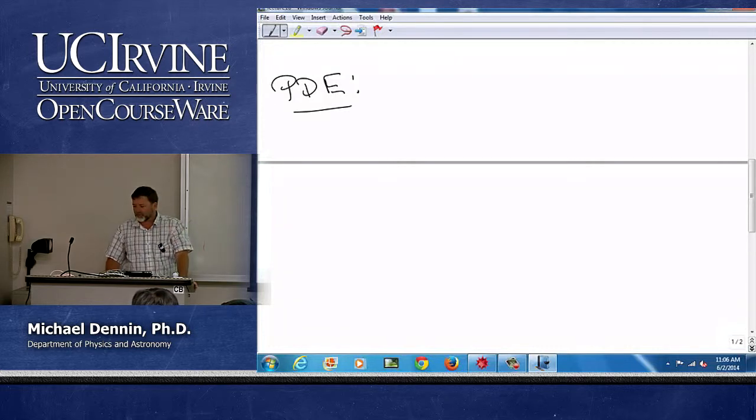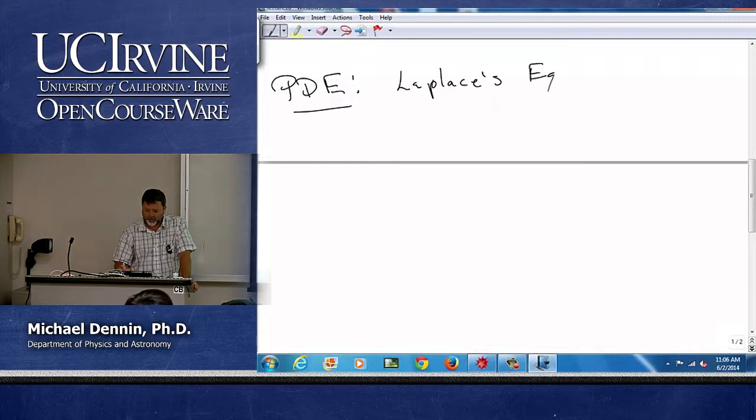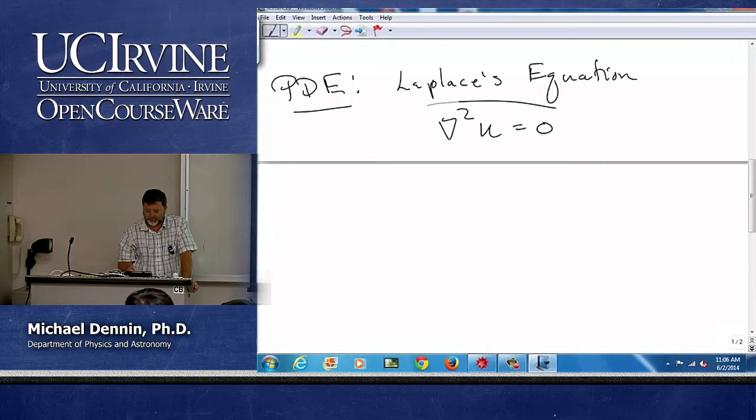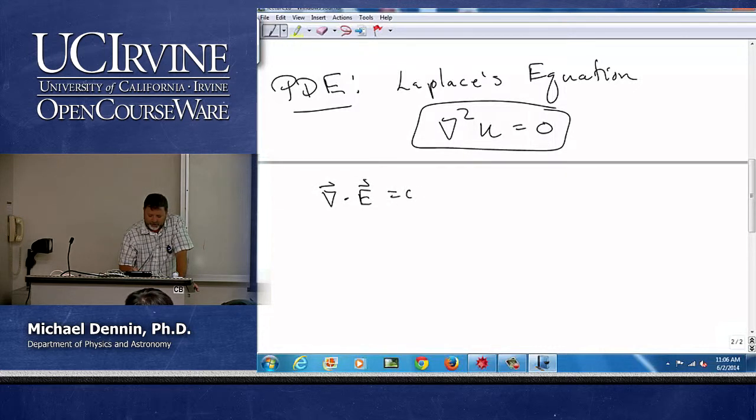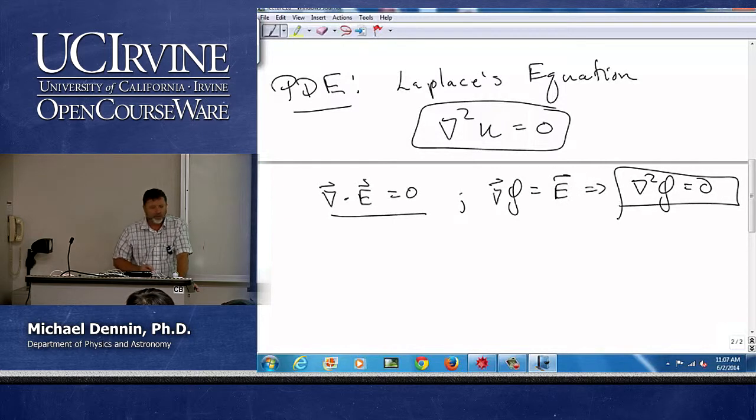Well, one of the most basic first ones that we deal with only involves space, and it's Laplace's equation. Anyone remember what that one is? It's close. It's del squared of u equals 0. So not just a gradient. This one's very interesting. It comes in E and M for the cases where we have no charge, because del dot E is 0, and E is the gradient of phi. When you put those two together, that tells me del squared phi equals 0. So it's a common equation to solve.